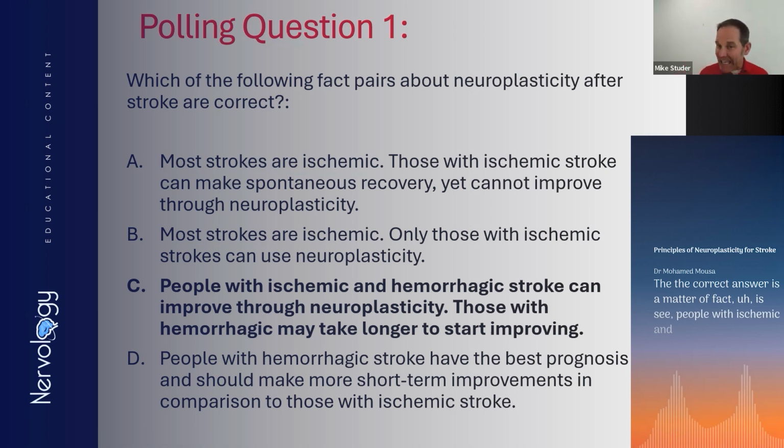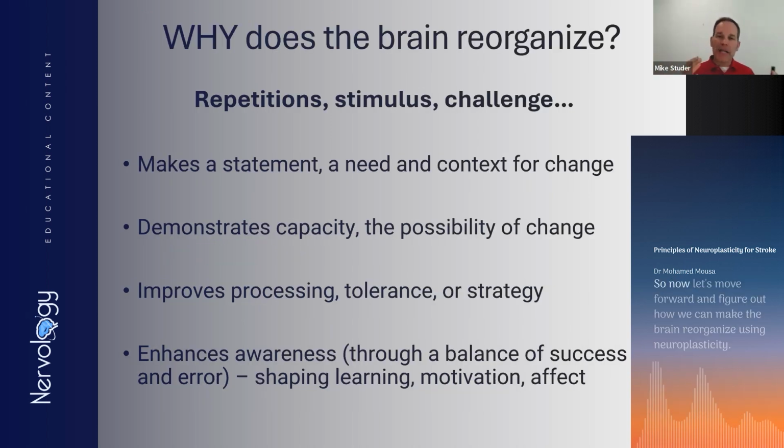People with ischemic and hemorrhagic stroke can both improve through neuroplasticity. However, those with hemorrhagic can take longer to start improving, 48, 72 hours, and we try not to do anything intense with them, but they can mobilize early. All right, so now let's move forward and figure out how we can make the brain reorganize using neuroplasticity.